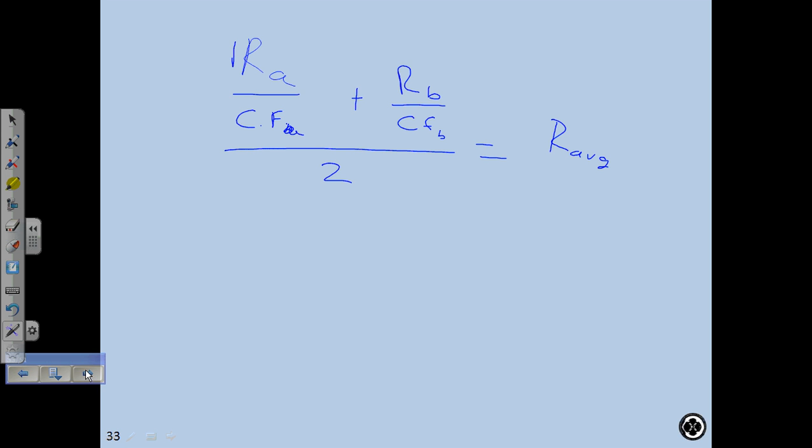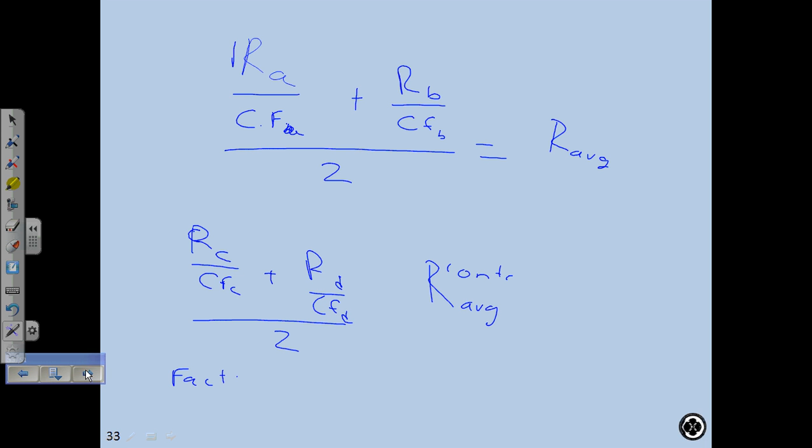Then there's the control chips, and you take RC over CFC plus RD over CFD, over 2. So this is reading control average. And then you need a factor that converts dose to reading. I'm just going to call it factor, equals 200 centigray, because that's our known dose, divided by R control average. That's the factor we can multiply every reading by, and that converts the reading to dose.